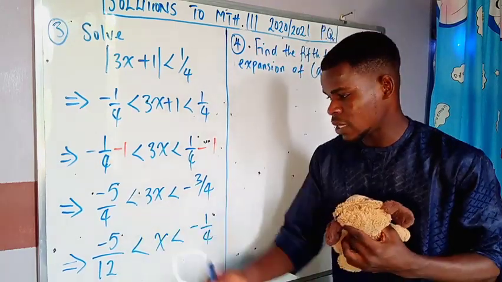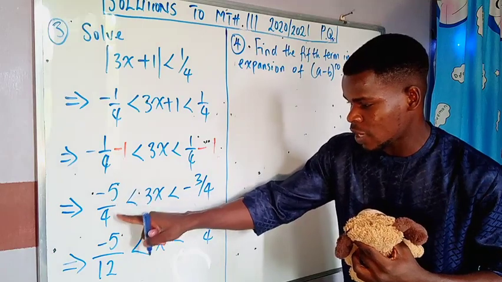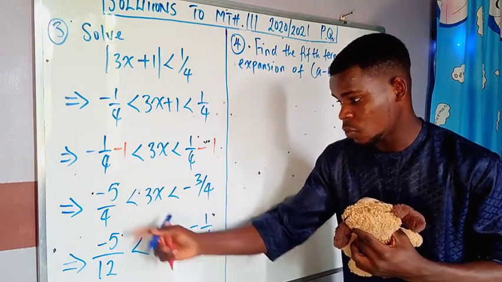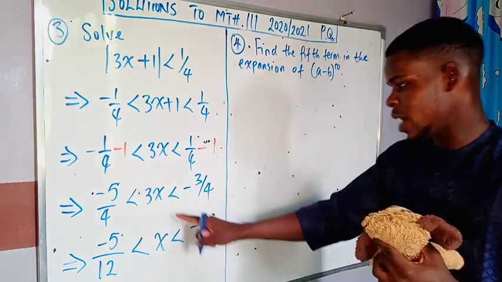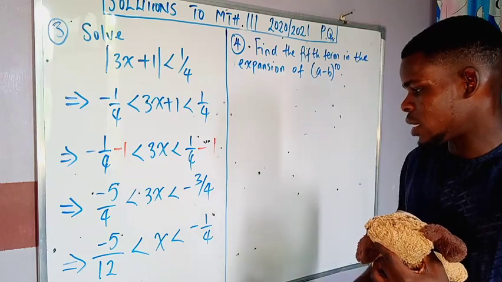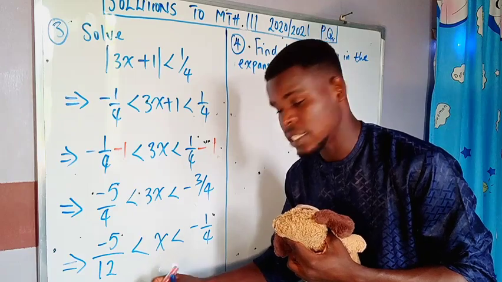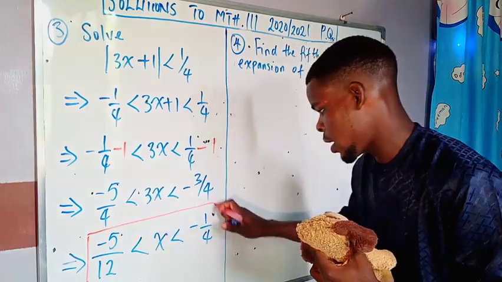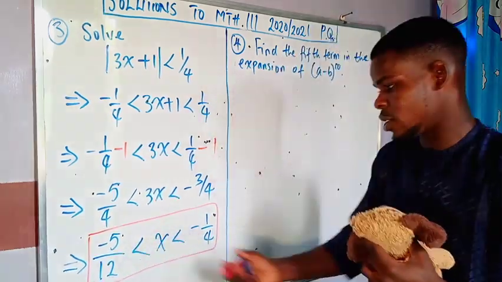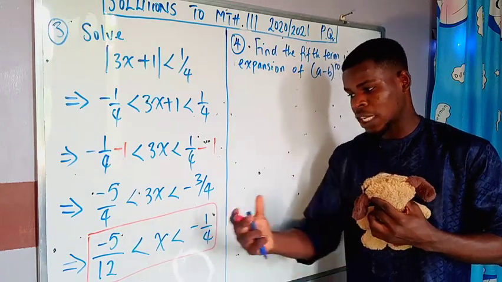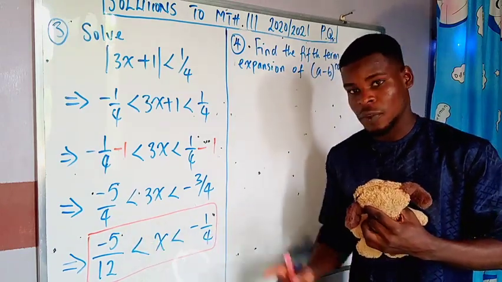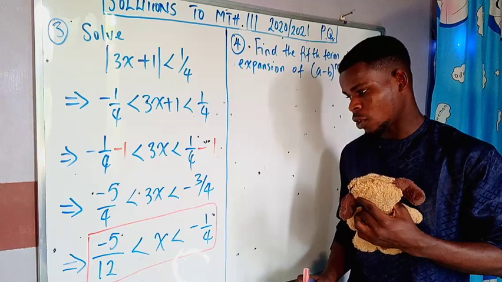When you divide this by 3, it will now be negative 5 divided by 4 divided by 3, which is the same thing as that. And then we divide this by 3. Of course, that 3 will cancel out with this 3 at the top. We just have negative 1 over 4. So here we have just x staying alone inside the inequalities, bounded by these two numbers: negative 5 over 12 on the left-hand side, and negative 1 over 4 on the right-hand side.